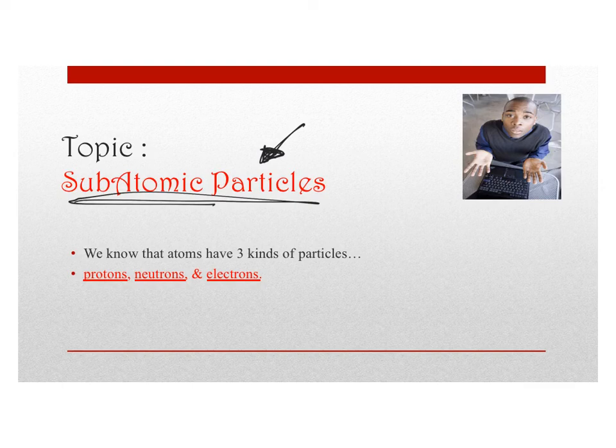So we know that atoms have three kinds of particles in them. They have protons, they have neutrons, and they have electrons. Today we're going to explore the differences between these three types of particles.